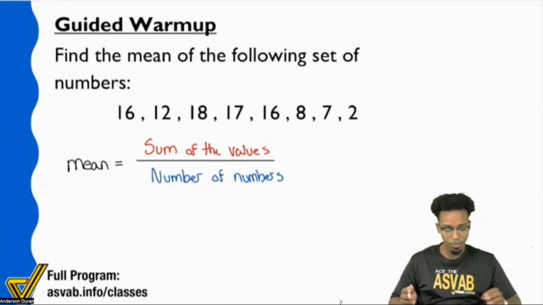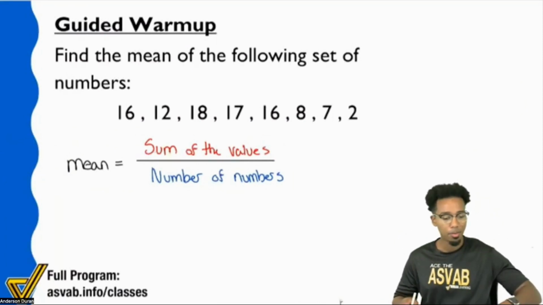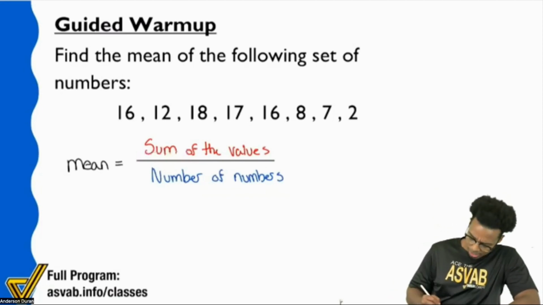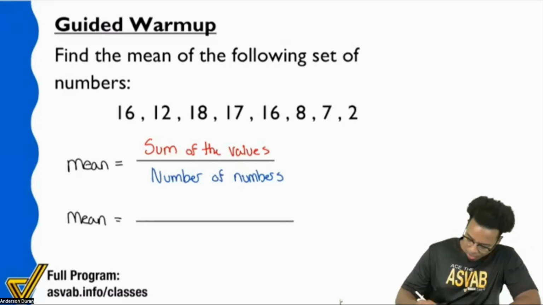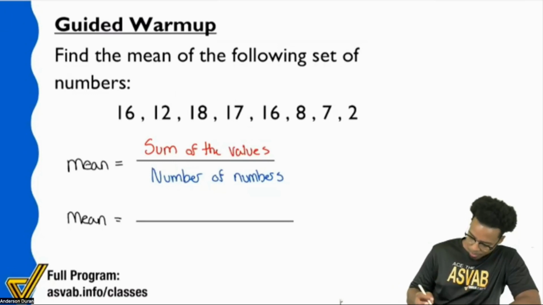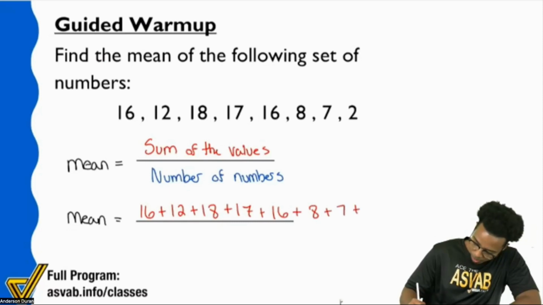So again, the mean is going to be adding up all the values and dividing by the number of numbers. So here we go. Let's write these numbers out. We are going to have 16, 12, 18. So it's going to be 8 total numbers, it looks like. Okay, so we have 16 plus 12 plus 18 plus 17 plus 16 plus 8 plus 7 plus 2.